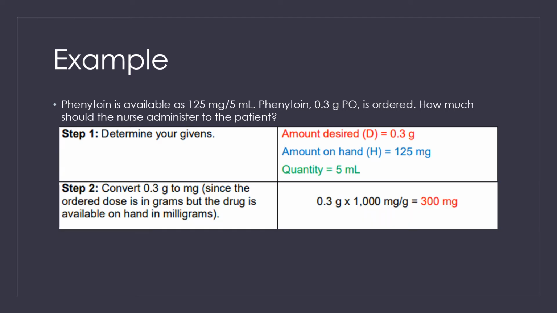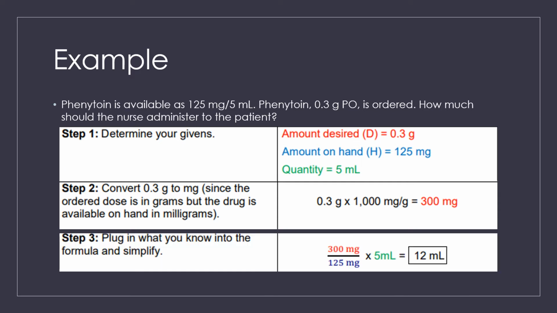So we convert 0.3 gram to milligram since the ordered dose is in grams but the drug is available on hand in milligram. So 0.3 gram times 1000 milligram divided by 1 gram is equivalent to 300 milligram. Then we divide the amount desired, which is 300 milligram, by the amount on hand, which is 125 milligram, multiplied by the quantity of 5 ml. So the nurse would administer 12 ml of phenytoin.